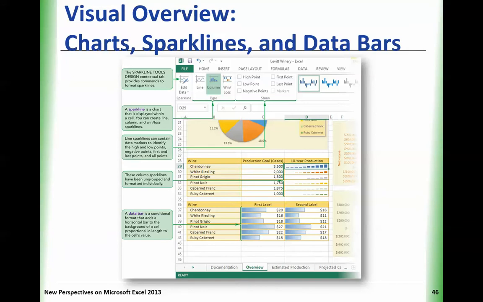Chart sparklines and data bars. These are big things. The Sparkline Tools Design contextual tab provides commands to format sparklines. A sparkline is a chart that is displayed within a cell. These are really cool, and they are pretty new to Microsoft Office Excel 2010 and 2013, where you can put an entire graph, an entire representation of the data, in a single cell. That is called a sparkline. So we have sparklines right here, and of course right here. A data bar is just like a sparkline, but it represents the data with a bar instead of a line.